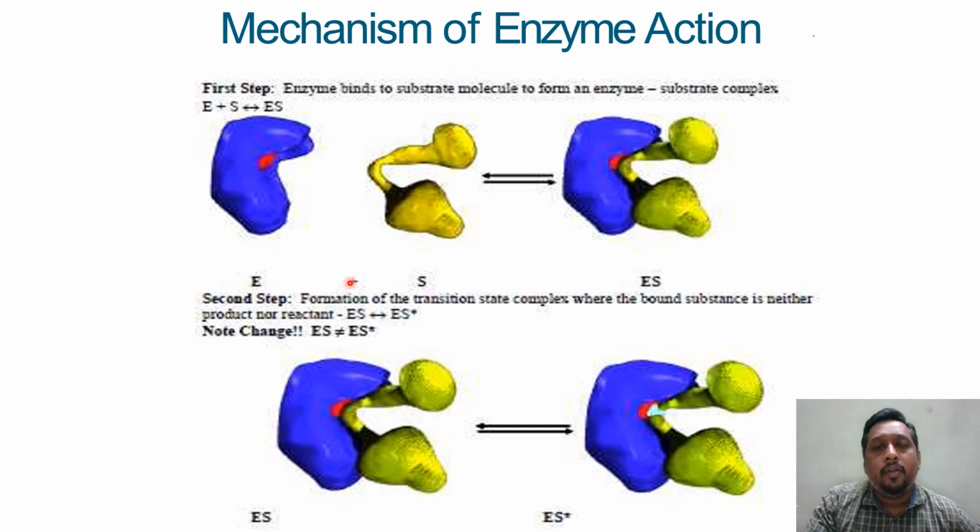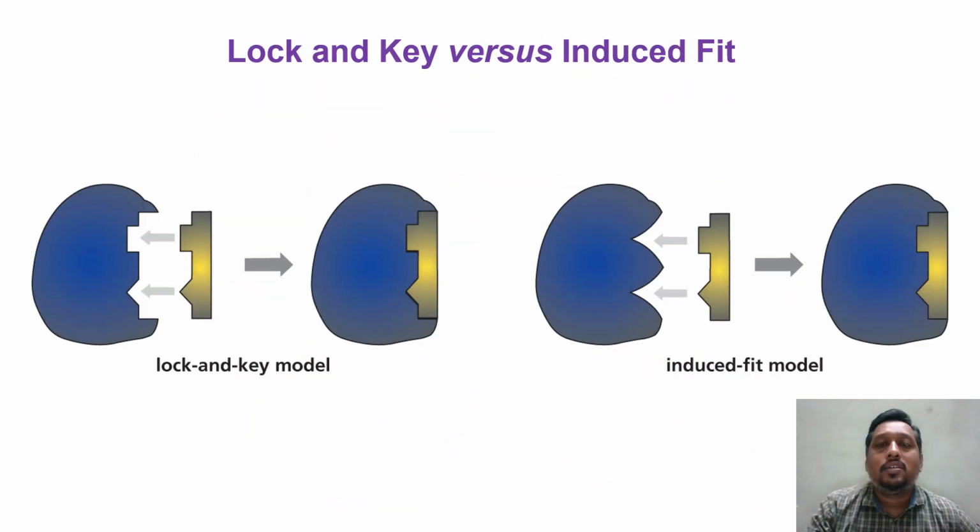In the second step, the formation of a transition state. A reaction without any transition state will not give the product. Likewise, the ES will form a transition state in the second step, the formation of a transition state complex where the bound substance is neither product nor reactant. So the enzyme substrate complex will go to the transition state, ES star. This is neither the substrate nor the product. Finally, the ES star will deliver the product and the enzyme is recovered back.